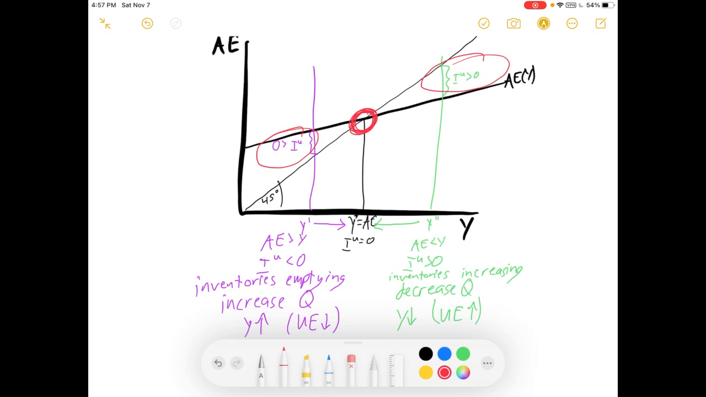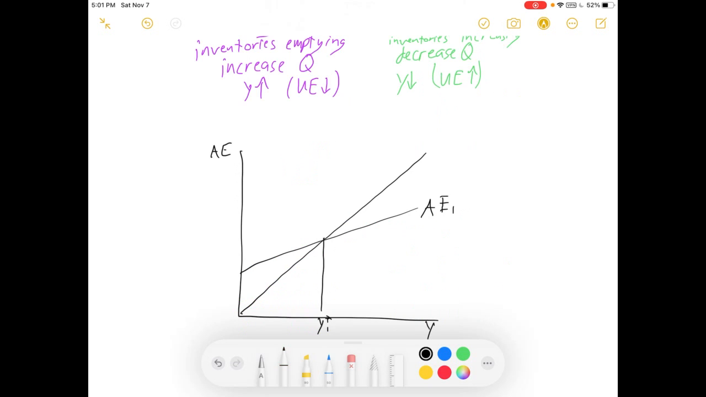Because if Y is less than Y star, inventory is empty too fast, we increase production, which increases Y. And if we're to the right of Y star, inventories are piling up, so we decrease production, which decreases Y. This is the macroeconomic equilibrium.